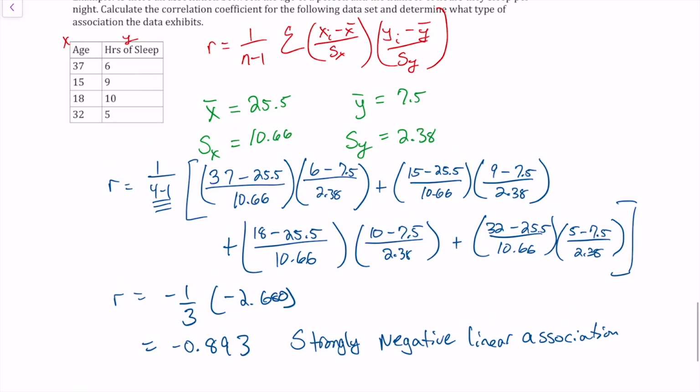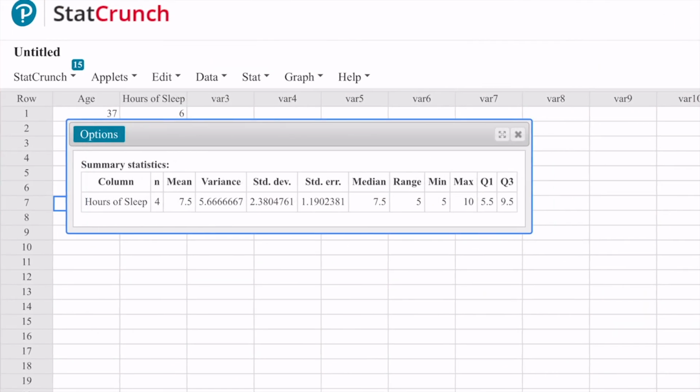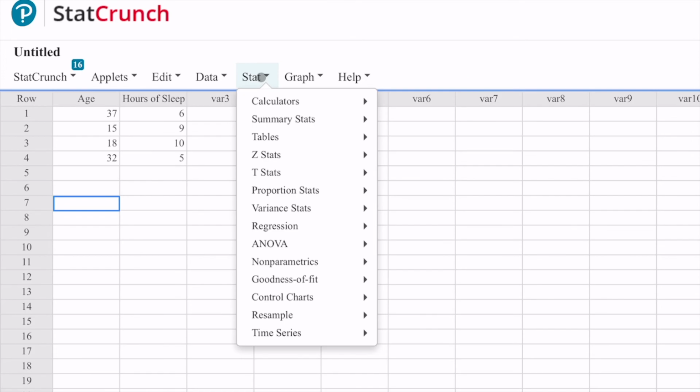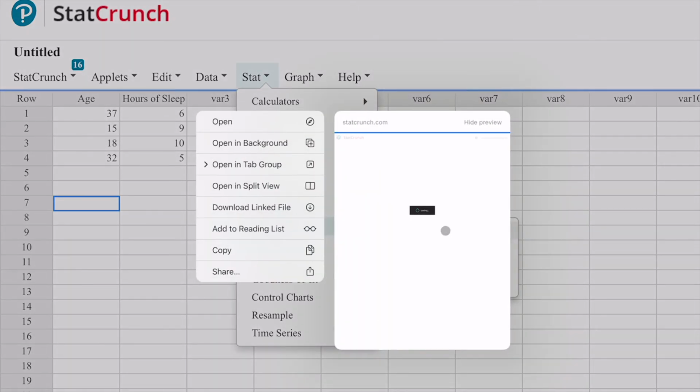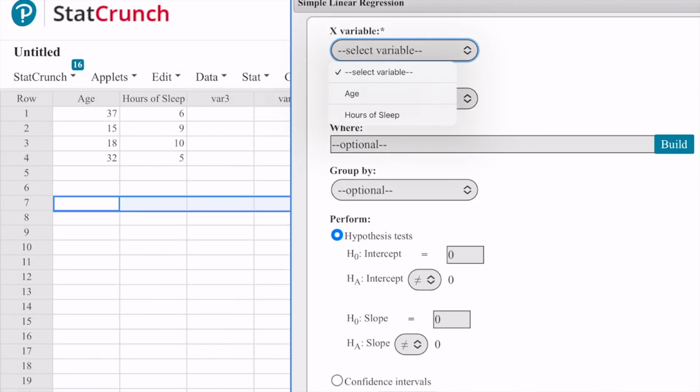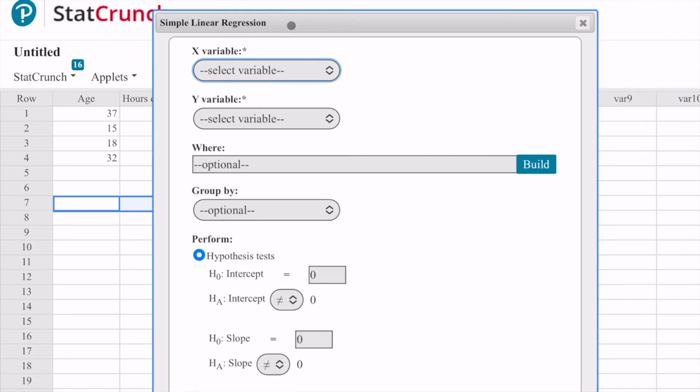Okay, so listen, y'all, I do not want you doing that by hand. This is how you do it in StatCrunch. So in StatCrunch, let's clear this out. We are going to go to Stat, and then we're going to go to Regression. We'll talk more about this in the next video, but go to Stat, Regression, Simple Linear. It's going to bring up this window for us.